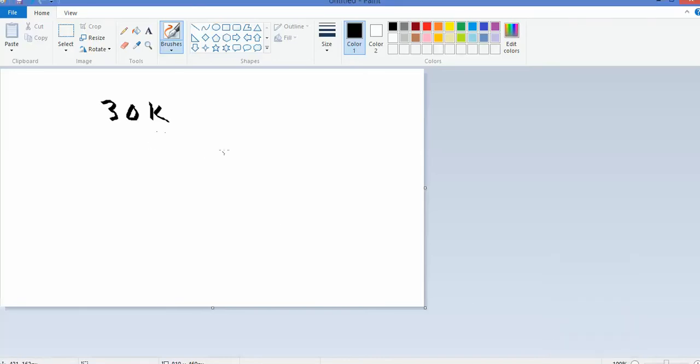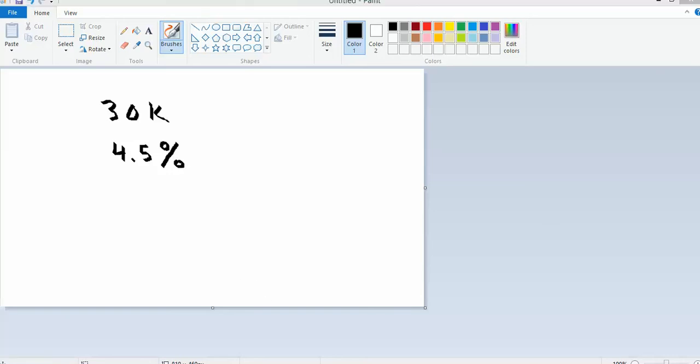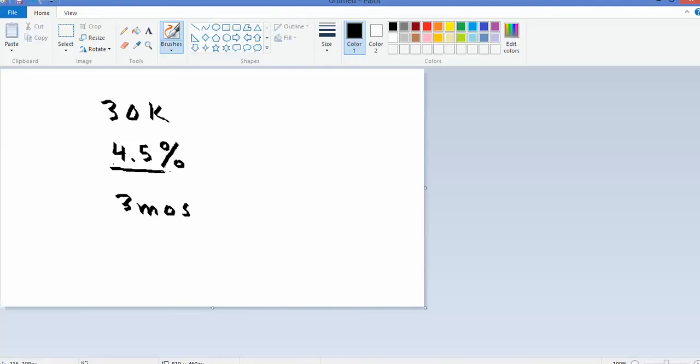So we have 30,000 at an interest rate of 4.5%. Note that interest rates are per year. So this is 4.5% per year. But this is not for a year. This is for 3 months. So let's put all the relevant information in, and we'll do it very slowly using this awkward mouse. So the 30,000 over a year would earn interest.